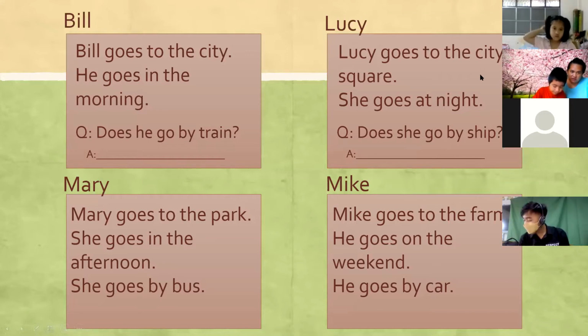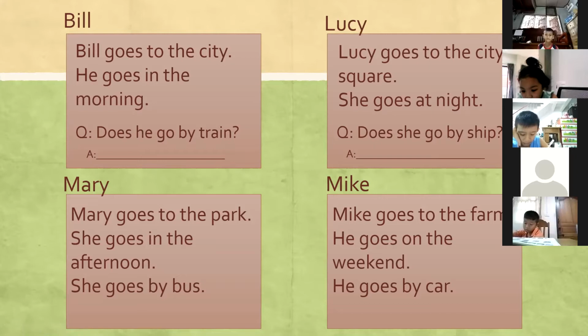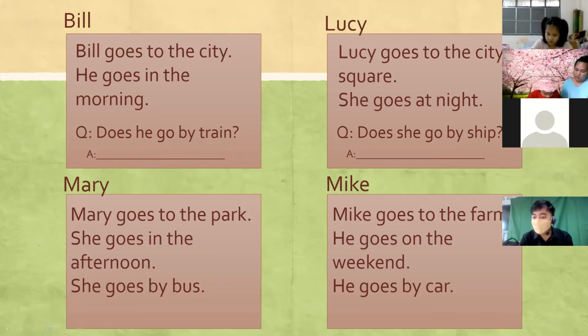The last one we have? Mike goes to the farm. He goes on the weekend. Okay, correct. He goes by car. Okay, very good. It's correct. He goes by car. Thank you very much, Chanasit. It's correct.